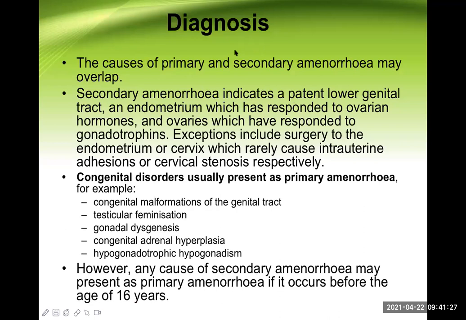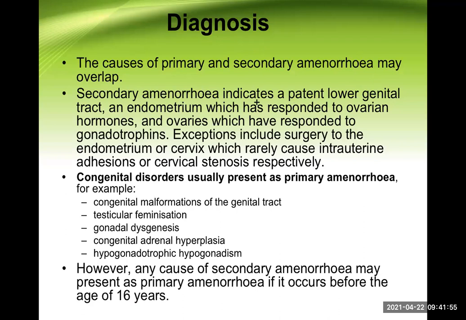Now, let's talk about the diagnosis, how to confirm it. The causes of primary and secondary amenorrhea may overlap with each other. So how to differentiate? In primary amenorrhea, there is no menarche. When we take the history, there is no start of the menstruation at all. And in secondary, there was a menstrual cycle before, but now it is absent. This is the secondary one.